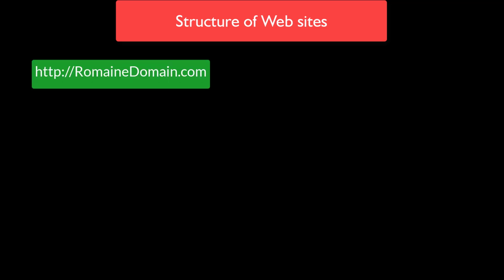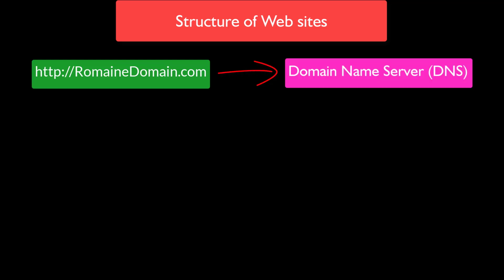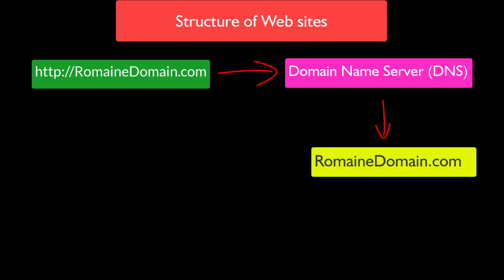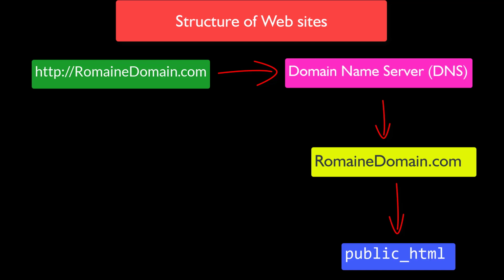When someone tries to go to http://romaindomain.com, the domain name servers where your domain name is registered will take them to the IP address for the server and the public HTML directory. So, you have your site set up.